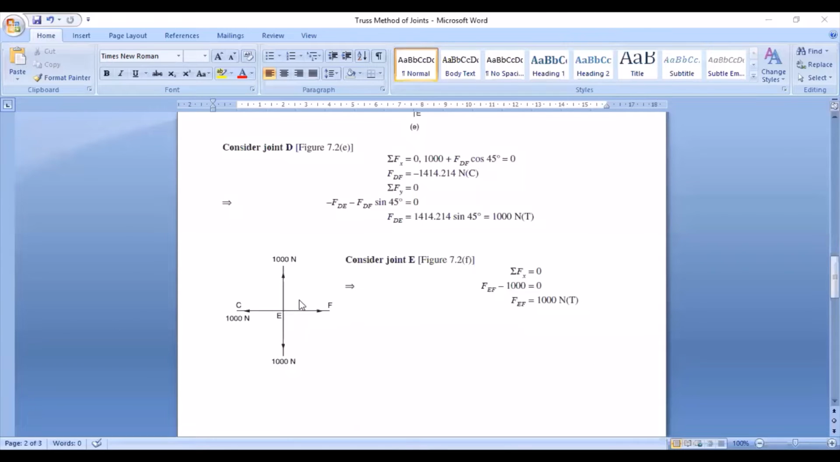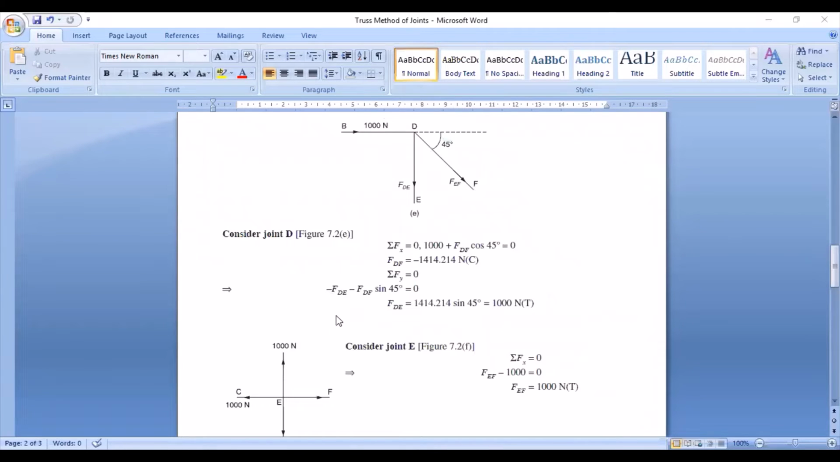So always keep one thing in mind: if the arrow is towards the joint, it means that it is compression. If it is away from the joint, it means that it is tension.